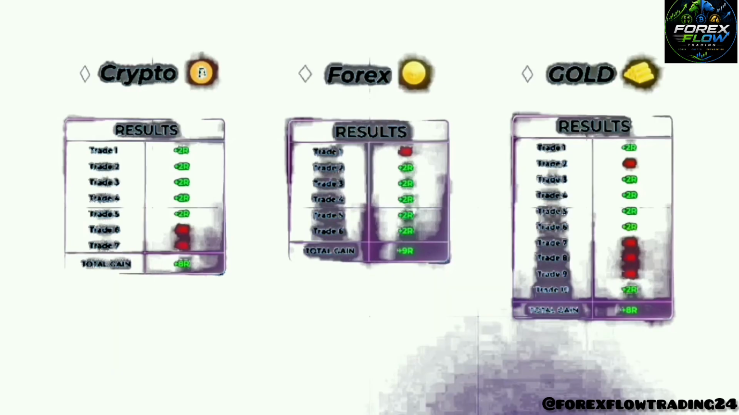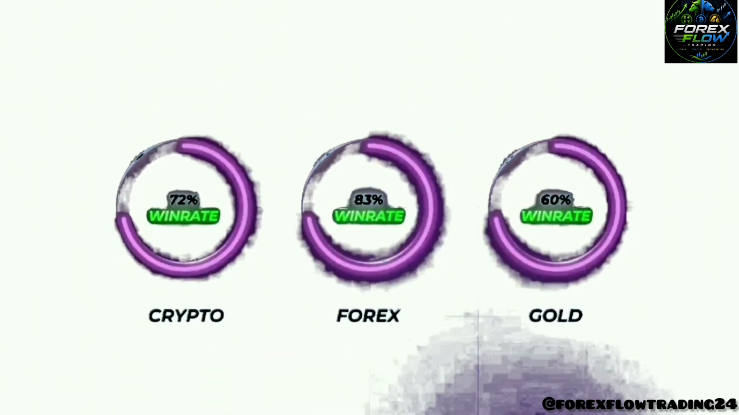And remember, this was the most basic version of the strategy. We didn't even combine it with other concepts yet. But even then, we still got very solid returns. So this is definitely a strategy you can try out for yourself.